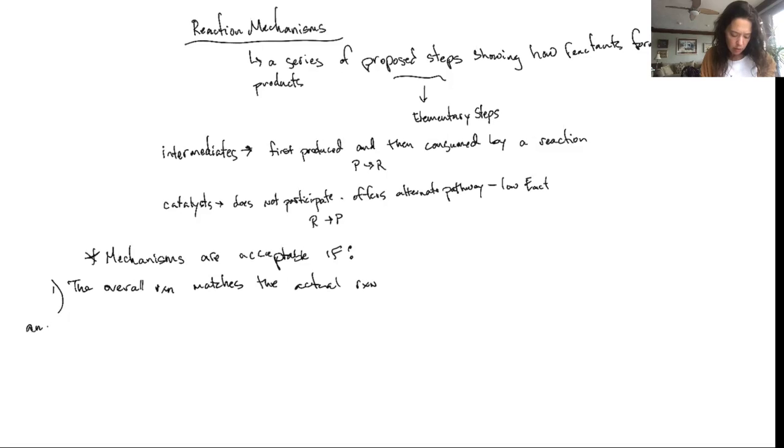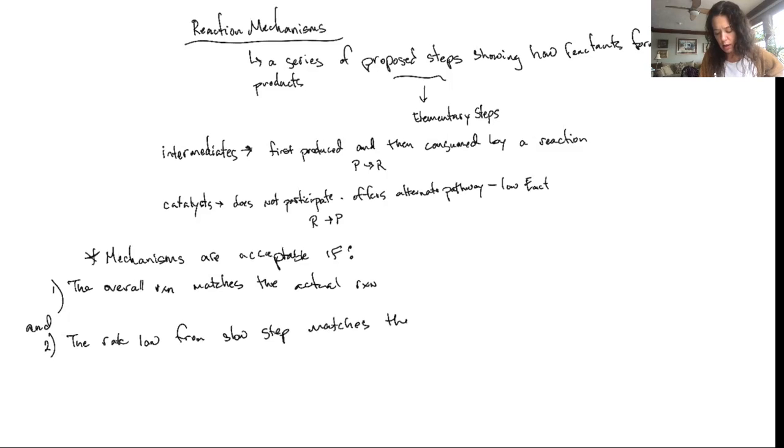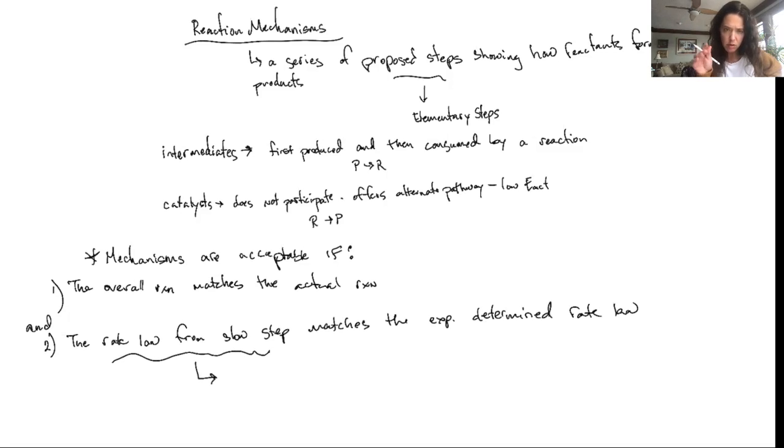We also need another check. That second check comes when the rate law from the slow step matches, is the same as, the experimentally determined rate law. Now let's look at that. Ideally, the rate law from the slow step, right? Let me go ahead and give you your notes because we're going to apply.